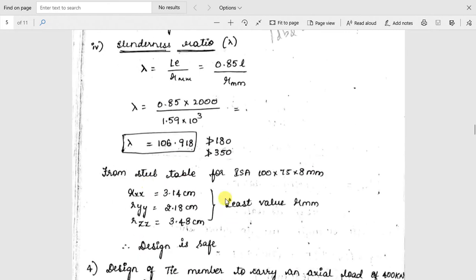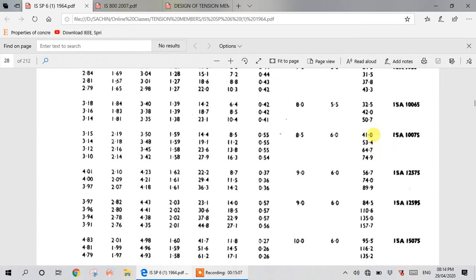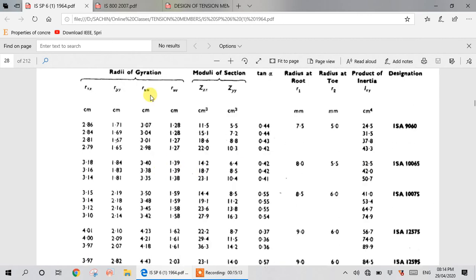So if you refer to a steel table for ISA 100 75 8, you are having 3 radius of gyration values, and the least one you have to substitute here. So let's go back to the steel table. You can see here in the steel table, for 100, 75 and 8 is the second line. So these are the radius of gyration values.